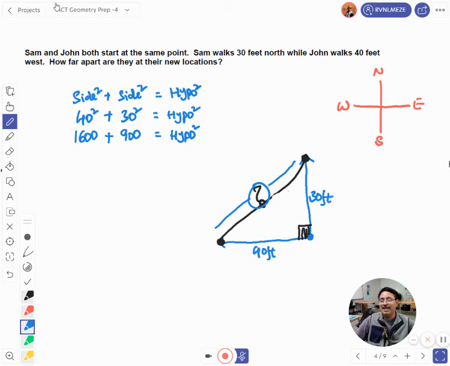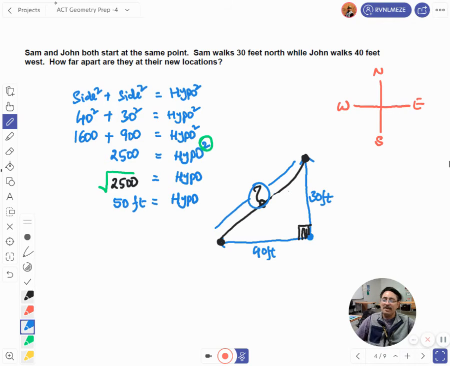1600 plus 900, that gives me 2500 equals hypotenuse square. My bad, here it is hypotenuse square, and if you want to eliminate the square, don't forget the other side, you have to take the square root. Therefore, what is the square root of 2500? It's easy to compute. The square root of 25 is 5, the square root of 100 is 10, so that is 50.